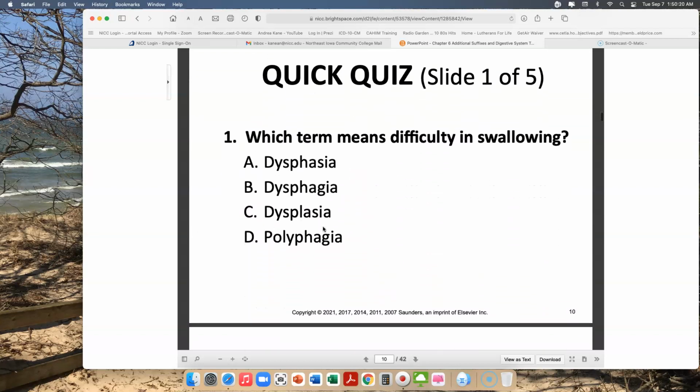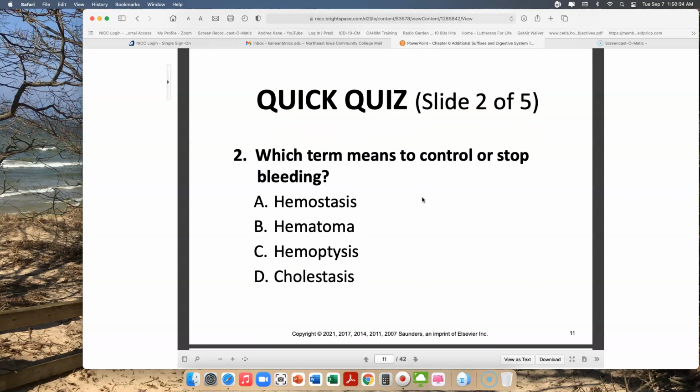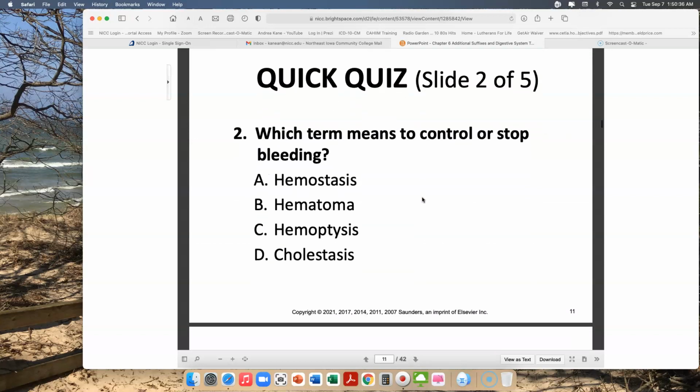All right, quick quiz. Which term means difficulty in swallowing? Difficulty in swallowing. Now, aren't you glad I told you the difference between the S and the G? It should make this so much easier for you. All right, quick quiz 2. Which term means to control or stop bleeding?